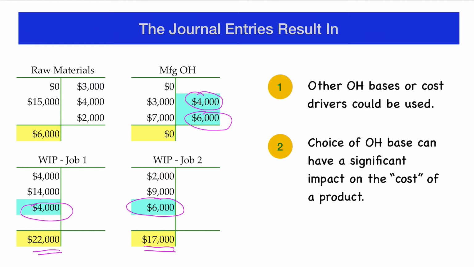and we can see that the balance for job number 2 has increased. Note that other overhead bases or cost drivers could be used. I didn't say much about how we chose this. We don't really talk about it much in this course. We wait for more advanced courses to get into that.